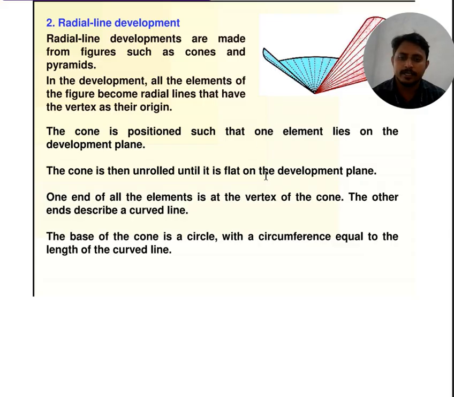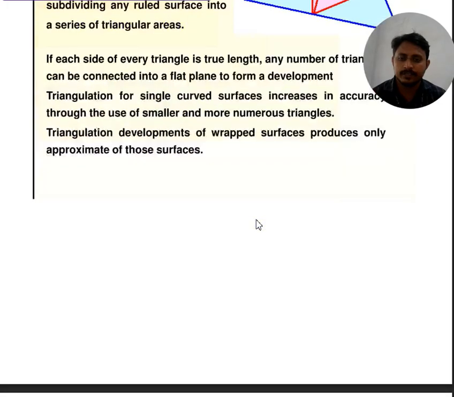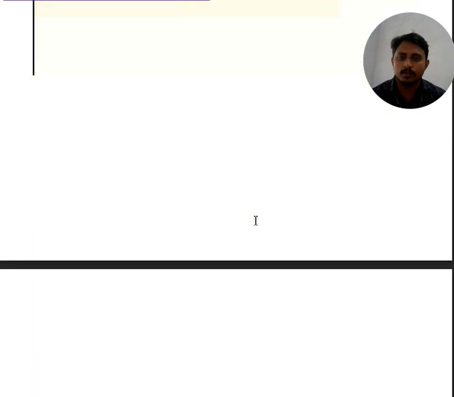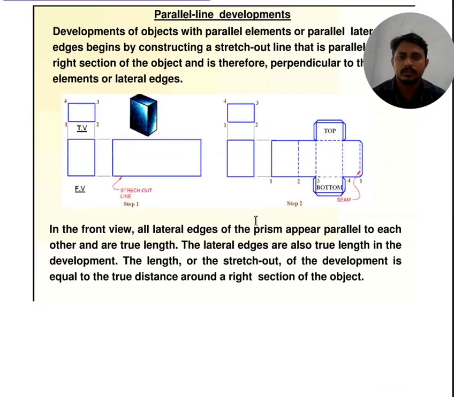So whether it is any type of plane, the base of the cone is a circle. The base of the cone is a circle with a circumference equal to the length of the curved surface. The triangulation method we have not used, and the approximate method also we have not used. Now the first concept is parallel line development.